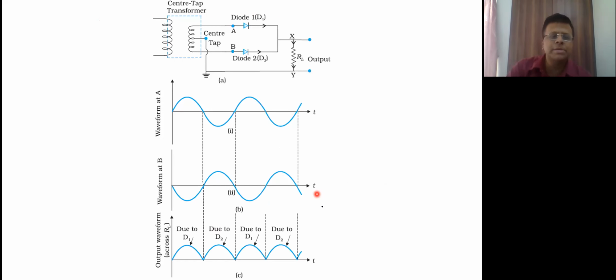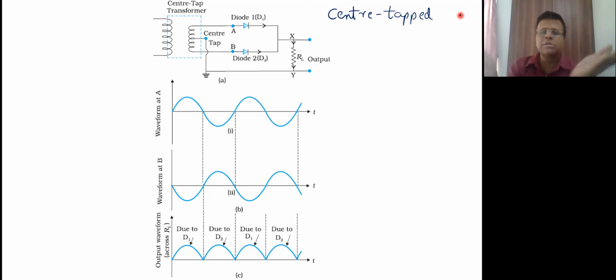So the simplest rectifier what you could have is called a center tapped. There are two types of full wave rectifiers, but we have in our syllabus only one of them. So one is called a bridge wave rectifier, where 4 diodes are used in the form of a bridge.